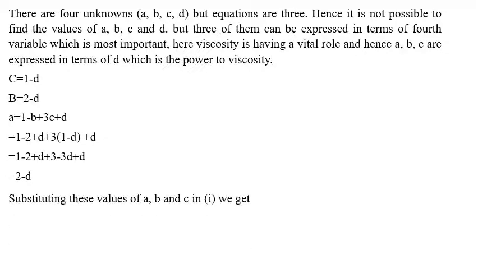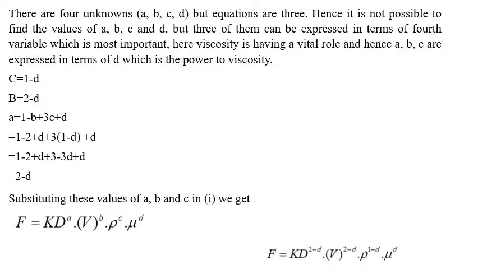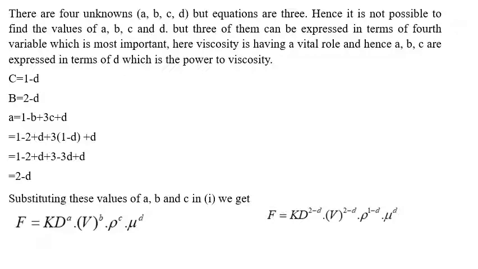Now substituting these values of A, B and C in equation number 1, there is a previous expression. So now we get the drag force is equal to K into D power A, V power B, rho power C and mu power D. So now we got the values of A, B, C and D. So now F is equal to K into D power A, where A is equal to 2 minus D, and V power B, where B is equal to 2 minus D, and rho power C, where the C value is 1 minus D, and mu power D.